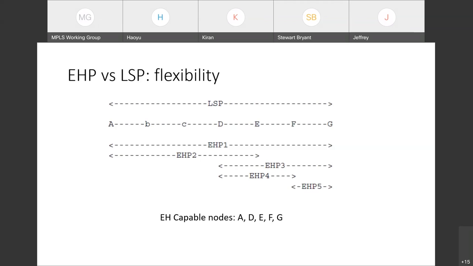You talk about EHPs as if it is an LSP, but I only see a flat LSP. I don't see nesting of LSPs. If you had LSP1, LSP2, LSP3, and you were nesting them somehow, I would have understood. But you show one LSP, which is flat, but you have nested paths, which is confusing.